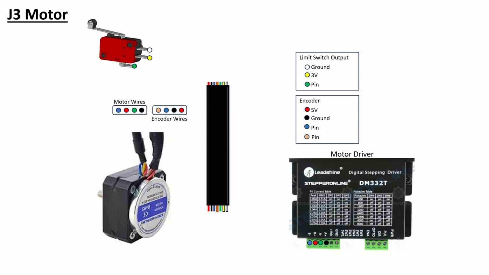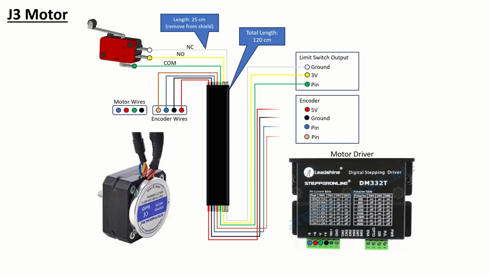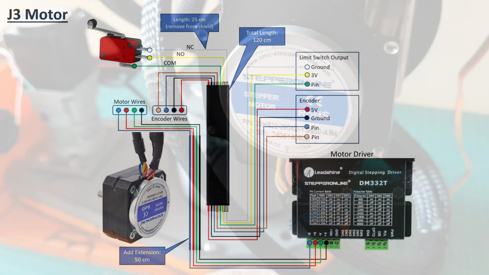And this is the wiring for the J3 motor. We'll use an 8-core cable, 120 cm in length, to connect the limit switch and motor encoder. The motor cable also requires an additional 50 cm extension. The cables from J2 and J3 will be bundled together using a braided sleeve, routed toward the base enclosure.